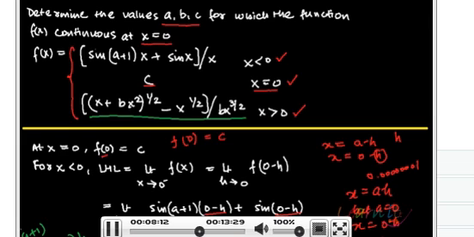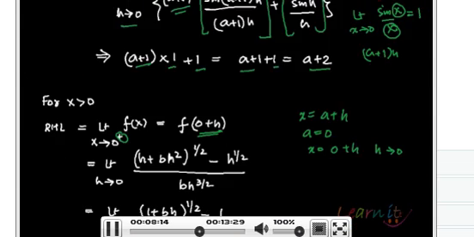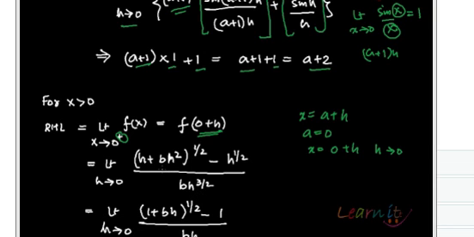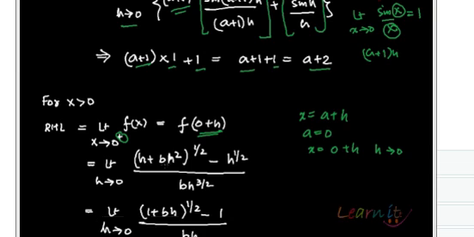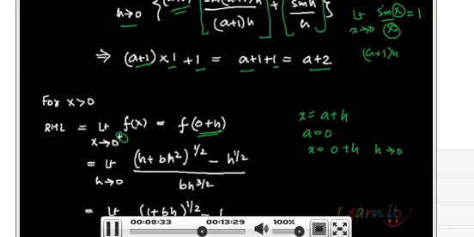So (x + bx)^(1/2) minus root of x upon bx^(3/2). In place of x I have written 0 plus h. Now 0 is redundant, so I have written just h, plus b of 0 plus h squared. 0 is redundant, so I have written h squared, minus 0 plus h root. 0 is redundant, so I have written root of h, upon b into 0 plus h to the power 3 by 2. 0 is redundant, so I have written bh^(3/2).